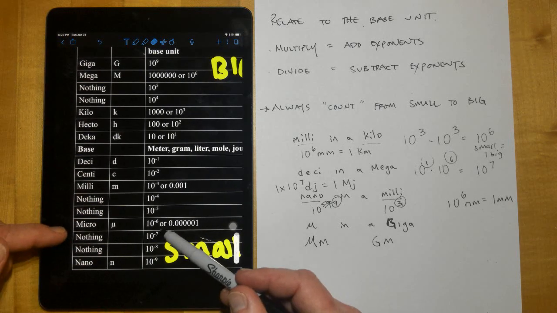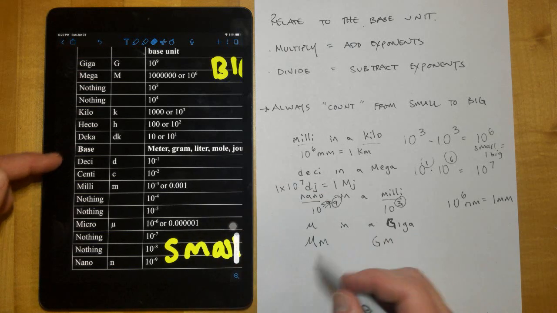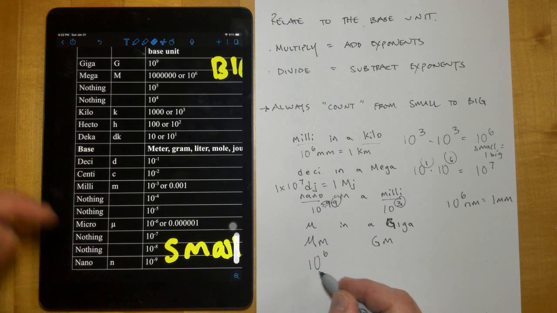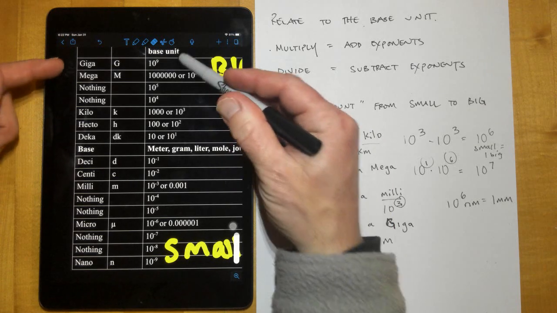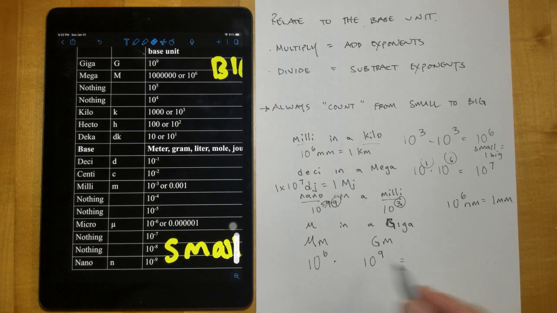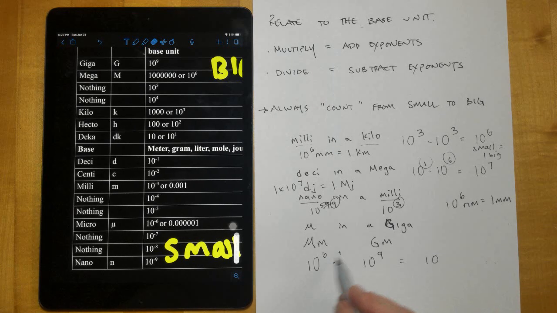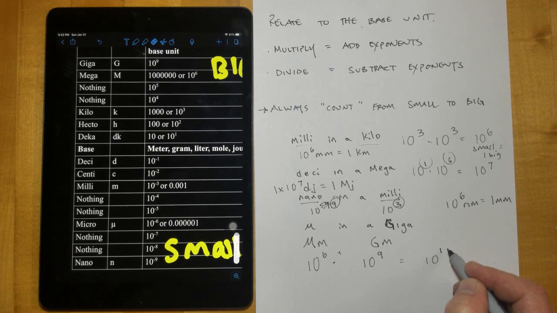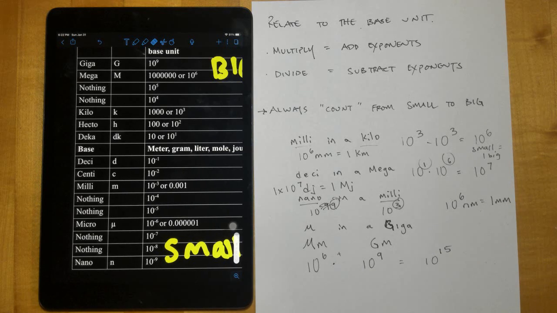And it looks like we got 10 to the sixth going between here and the base unit, so 10 to the sixth for this. And then from the base unit to the giga is 10 to the ninth, so there's 10 to the ninth of the base unit in the giga. Multiply those two together, 10 to the sixth times 10 to the ninth, and you add the exponents, and 6 plus 9 is 15, so you have 10 to the 15th.